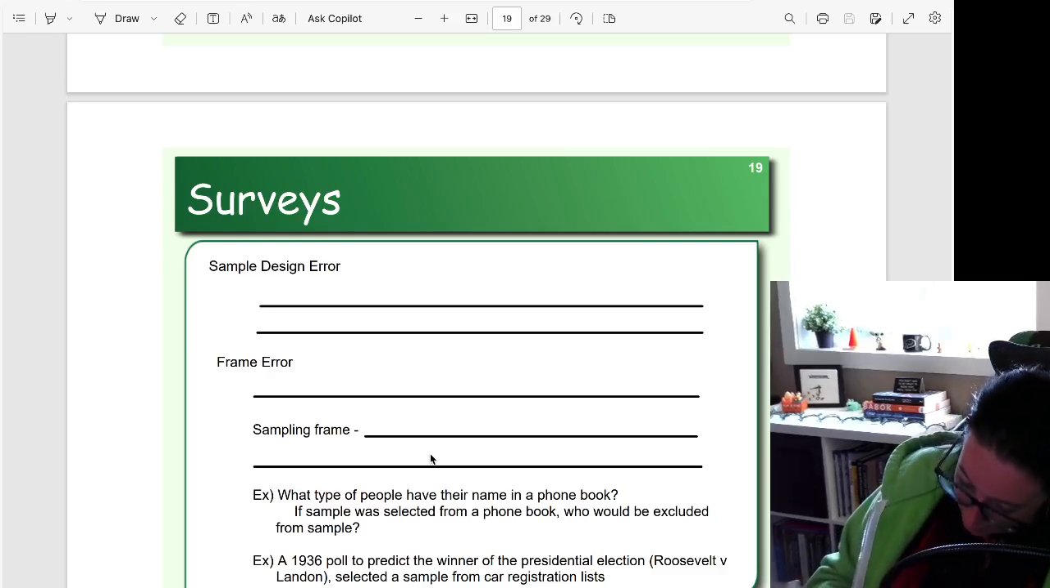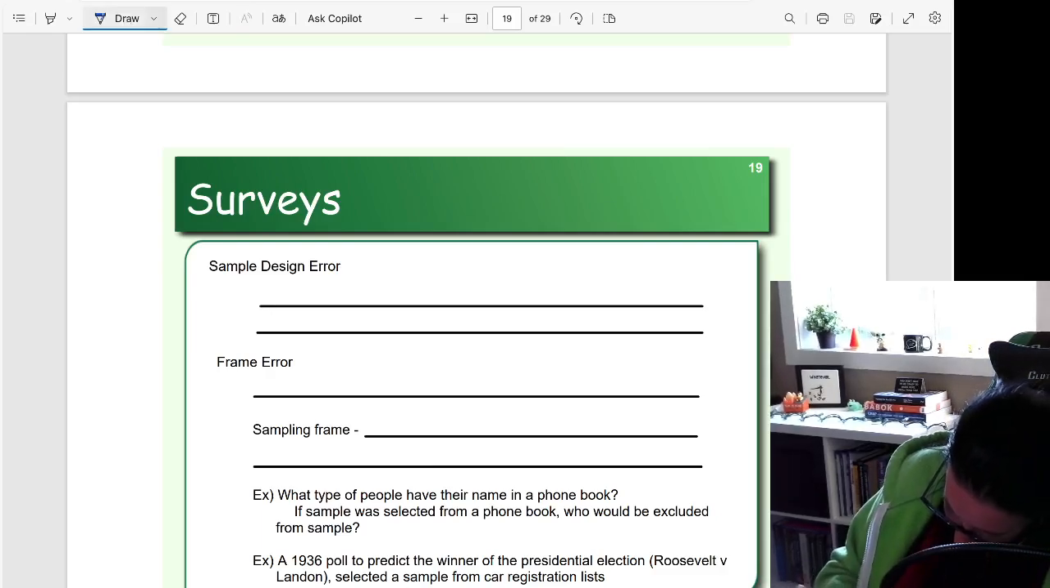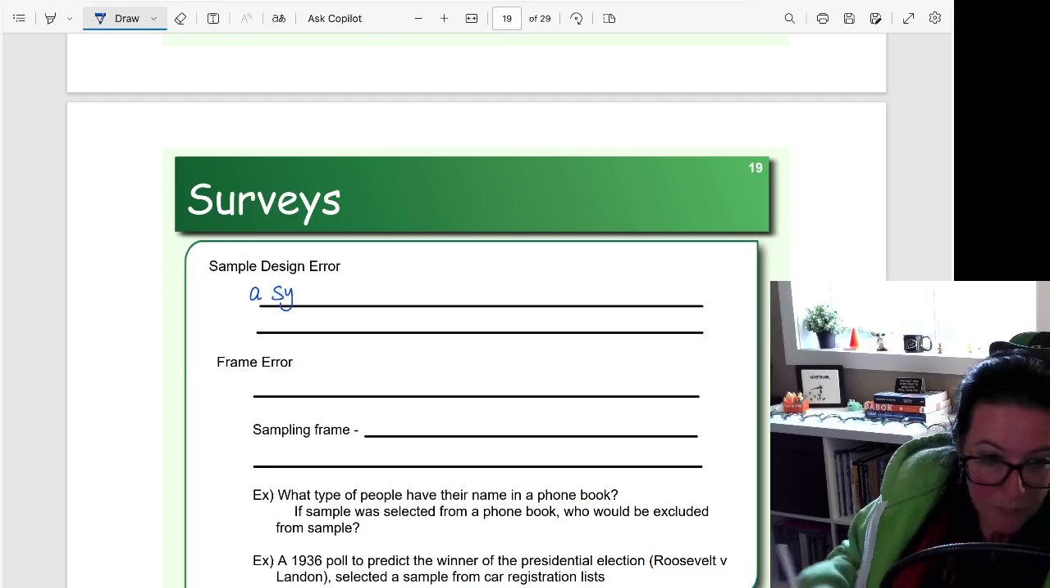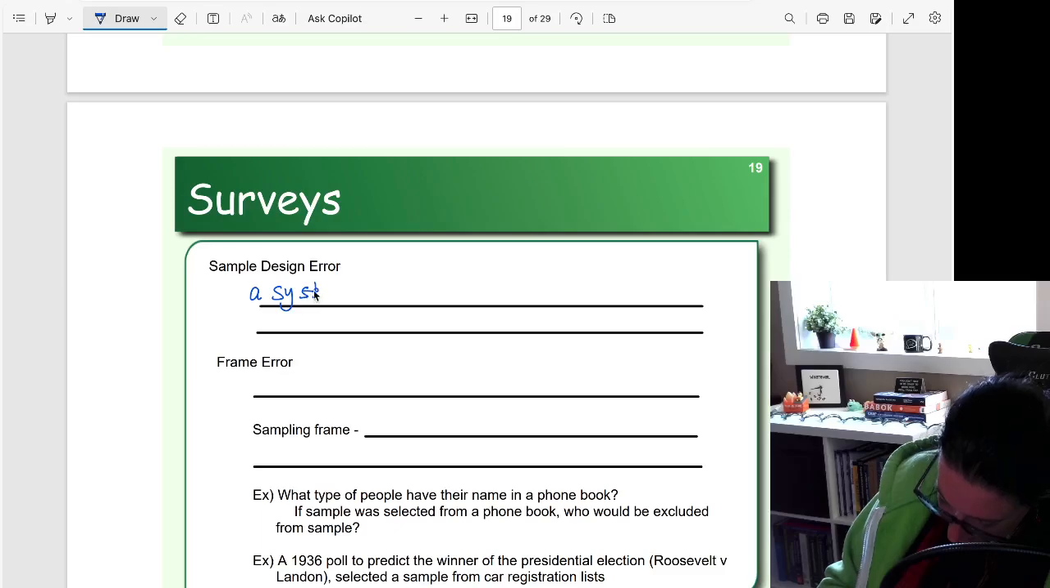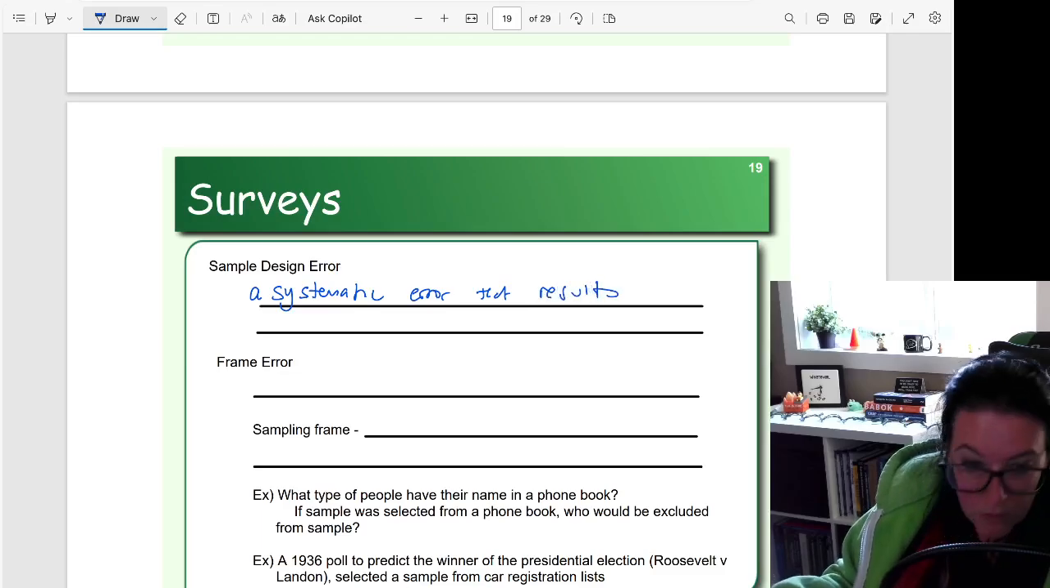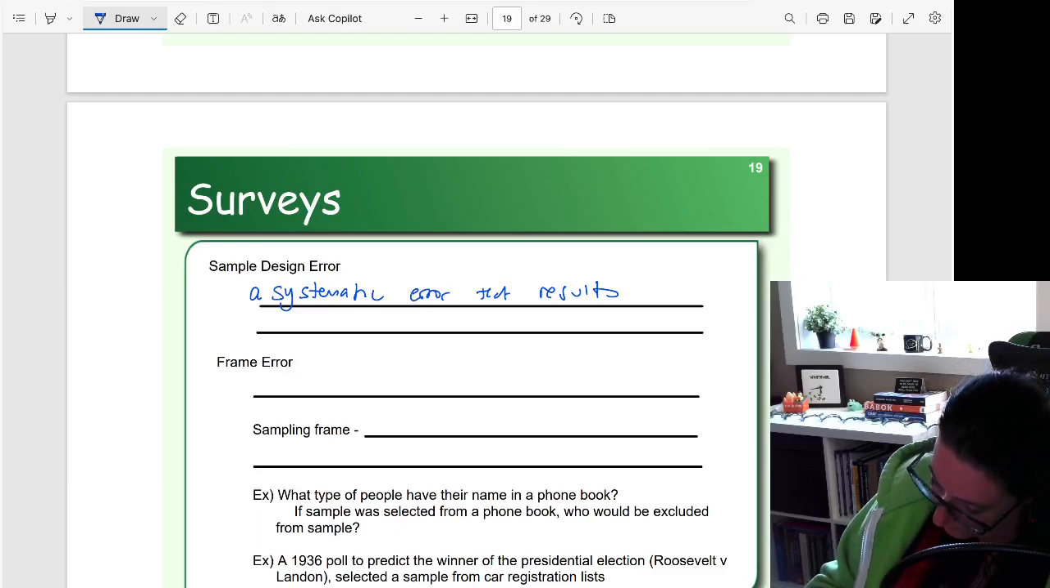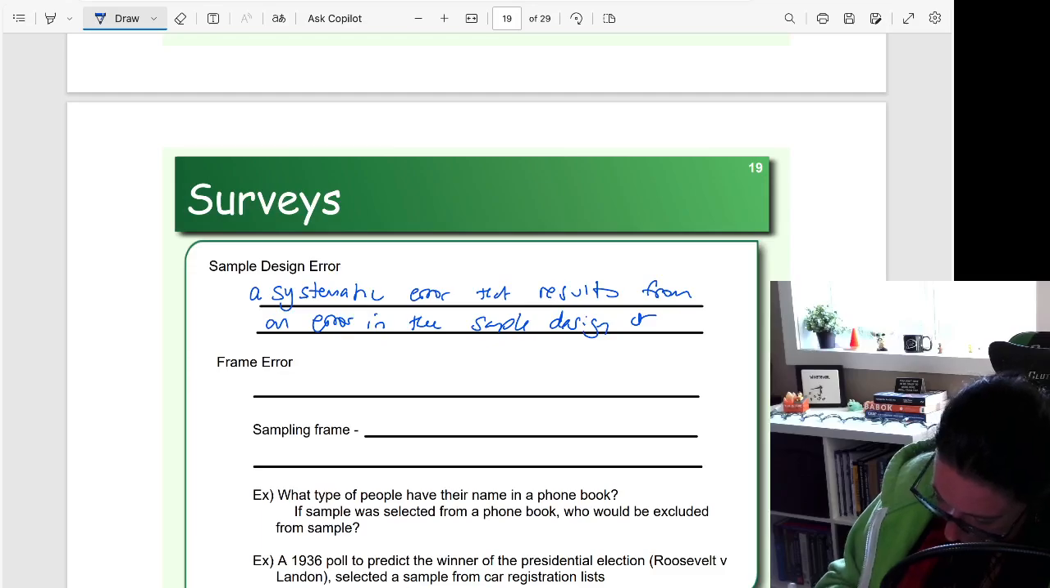So sample design error is a systematic error that results from an error in the sample design or sampling procedure.